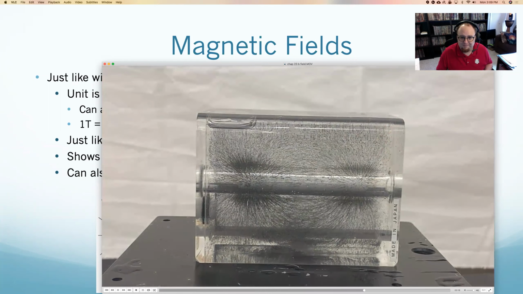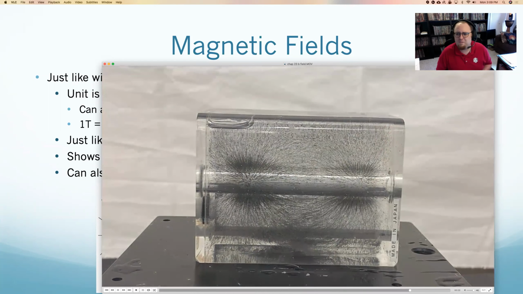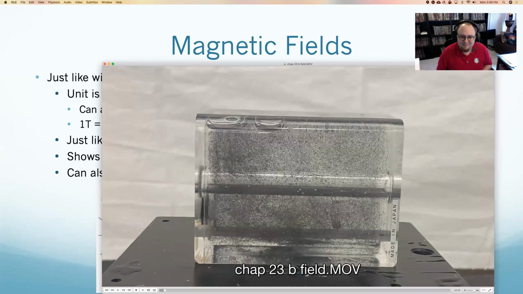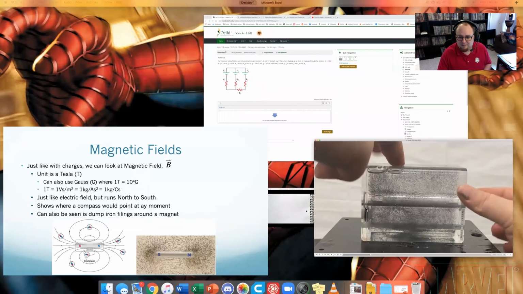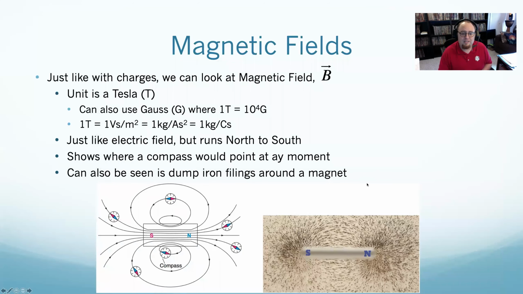And that's a magnetic field. That's the B field. It's sometimes called the B field because it's represented with B. So if you hear me say B field, that's why.